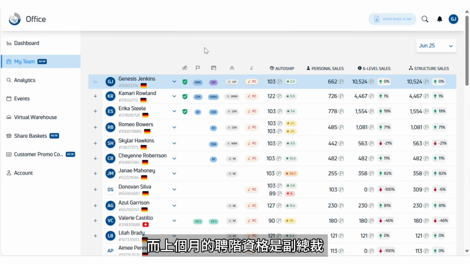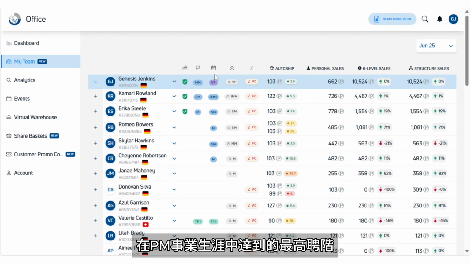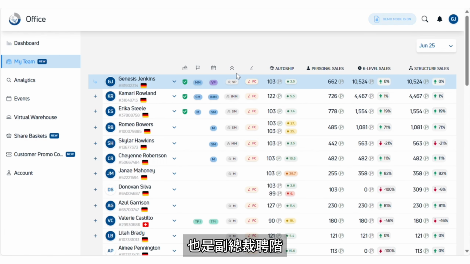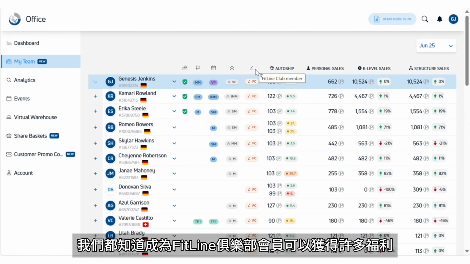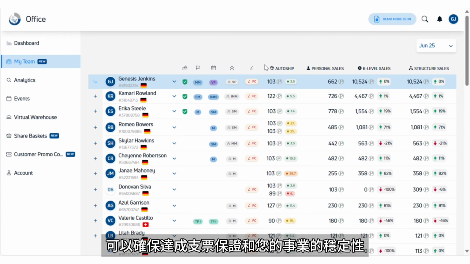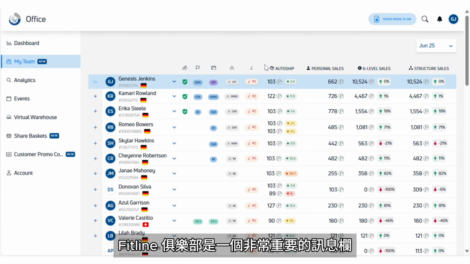The rank and the qualification from the last month was a vice president, and the highest ever achieved rank in the career of PM International here was the vice president position. This is a very important column because here you see on the first few lines a FitLine club member. There are a lot of advantages, as we know, to be a club member. But especially for your check assurance and for your stability, FitLine Club is a very essential information.